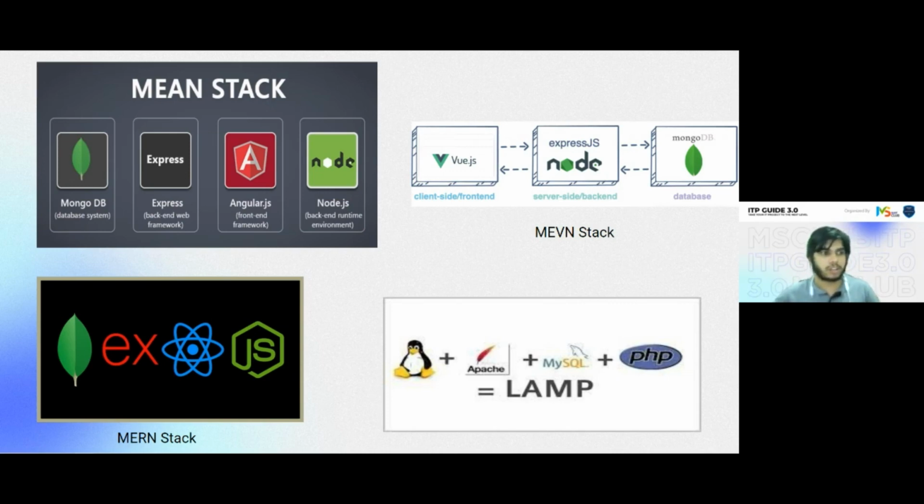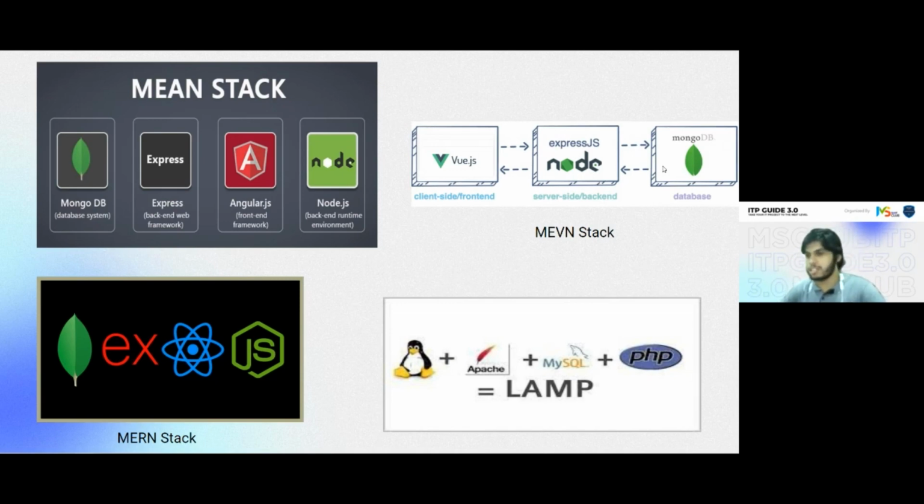And if you take a look at the bottom left corner, once again, it's the MERN stack. The only difference here is that instead of AngularJS for the front end, a library called React.js is used. It's a very popular front-end library. So that's the difference between MEAN and MERN. And on the top right, you can see the MEVN stack. And here the difference is instead of Angular in the MEAN stack or React in the MERN stack, Vue.js is used. So yeah, these are the differences between MEAN, MERN, and MEVN.